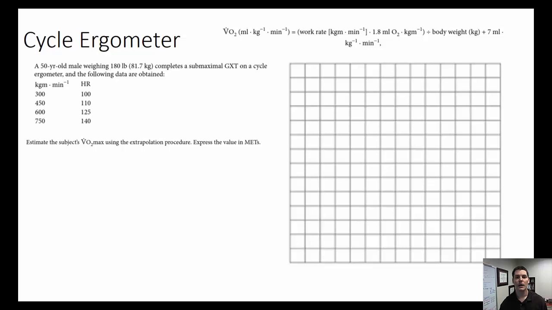I was asked to review how to solve this problem that was handed out in the case study examples in class. The question is essentially asking you to calculate the estimated VO2 max in a submaximal cycle ergometer test using their work rate and their heart rate response. The calculation of this takes in two primary assumptions.